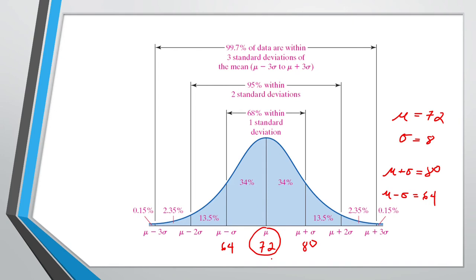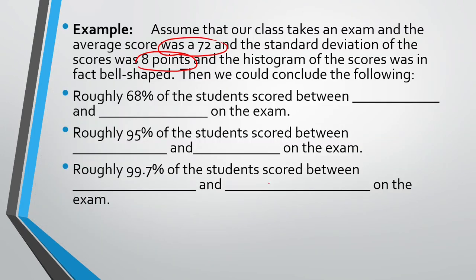Now I can answer the question. Roughly 68% of students score between 64 and 80. 68% of the students will score between 64 and 80 on the exam. For the next part, we want to know roughly 95% of the students score between what and what on the exam. So we'll go back to our picture again.